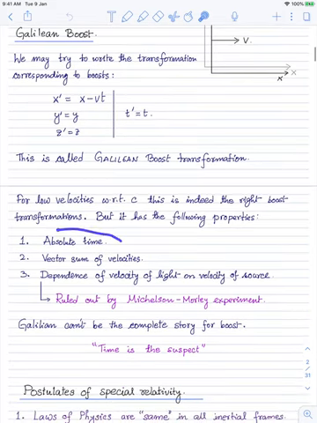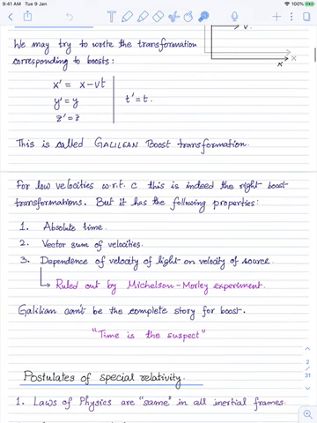Now, if I try to list down the features of this Galilean boost, the first is absolute time. Absolute time means that no matter what velocity the frame is moving in, there's one clock, one flow of time which is the same for all the frames. So that is a feature of these Galilean boosts.